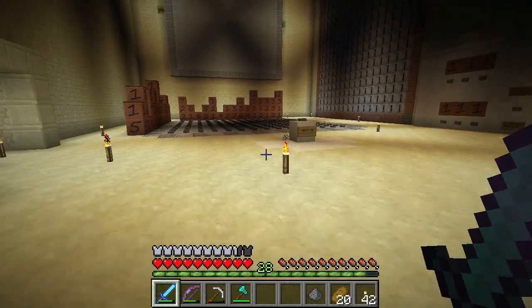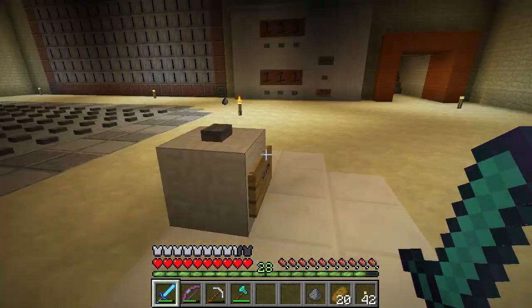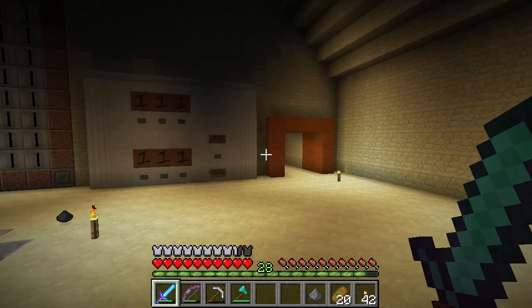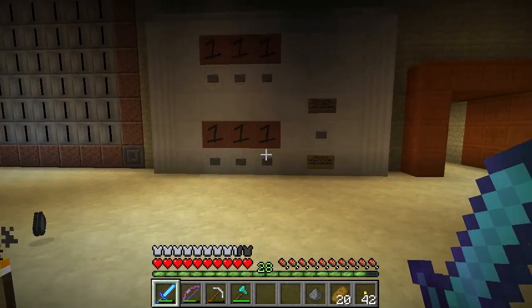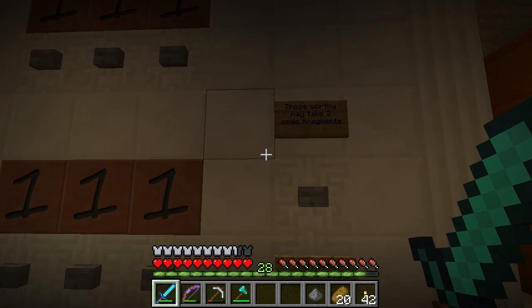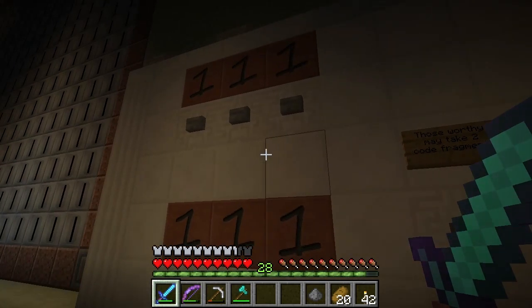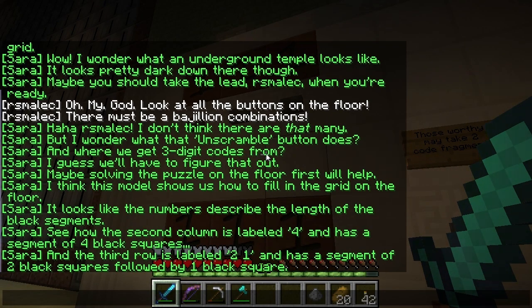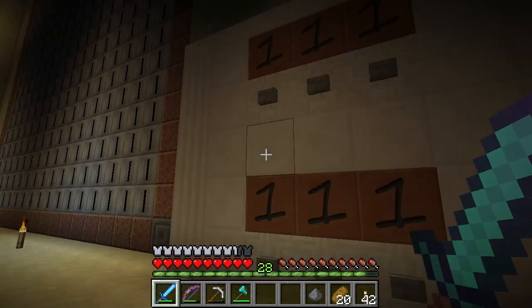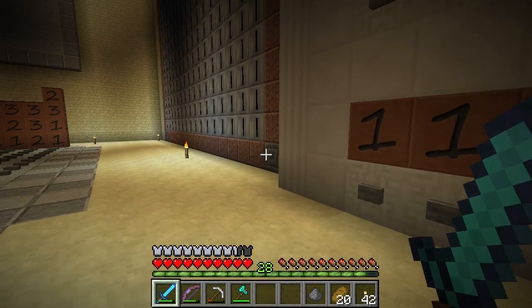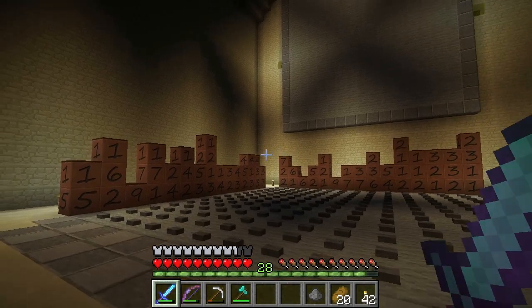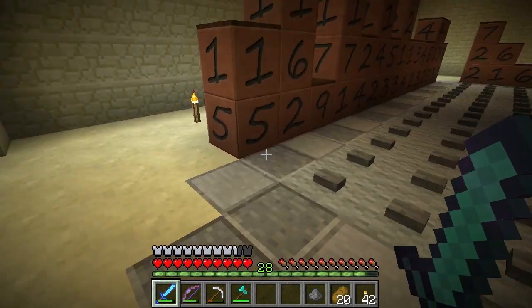All right, so we're going to conquer this one lickety-split. If I can find the chest with the blacks. What is this? I don't know what this is. Oh, okay, I pressed the button. So what do we got here?